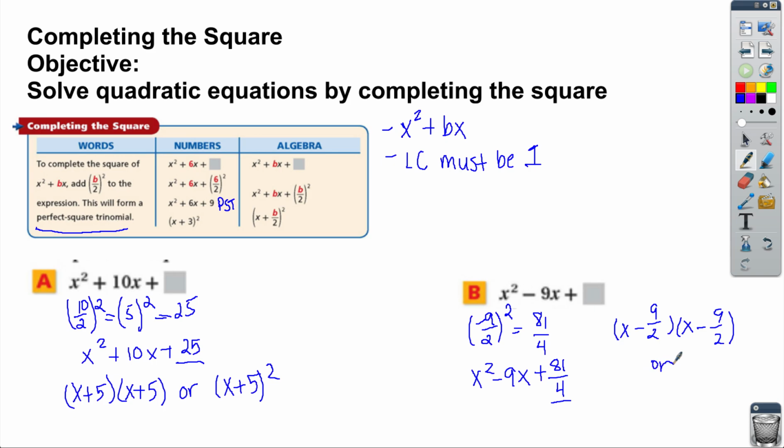All right, so that's one way to write your factors, or x minus 9/2 quantity being squared. And so you can rewrite your answers in this manner. So this is what it means to complete the square. It allows us to create a perfect square trinomial so that we can write the factors out. Okay, let's take a look at the next page now.